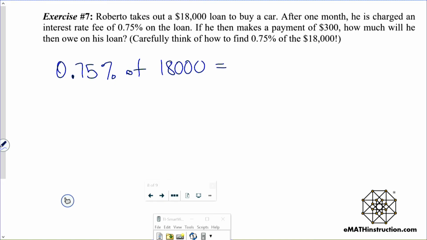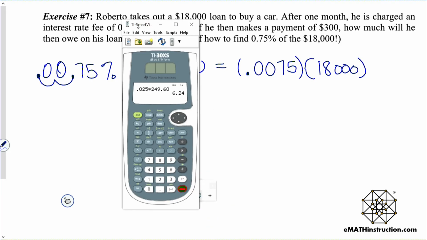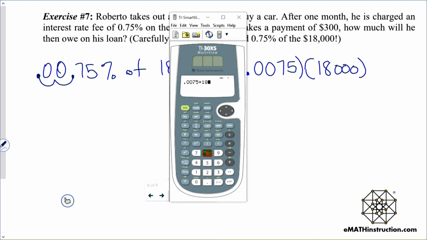And again, let's just get 1, 2, right? That's going to be 0.0075 times 18,000. All right, so the interest that Roberto is going to get charged is going to be 0.0075 times 18,000, and that's going to be $135.